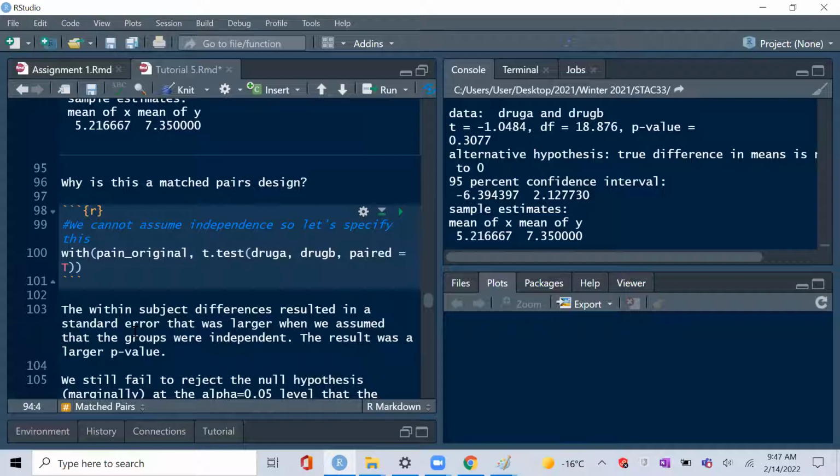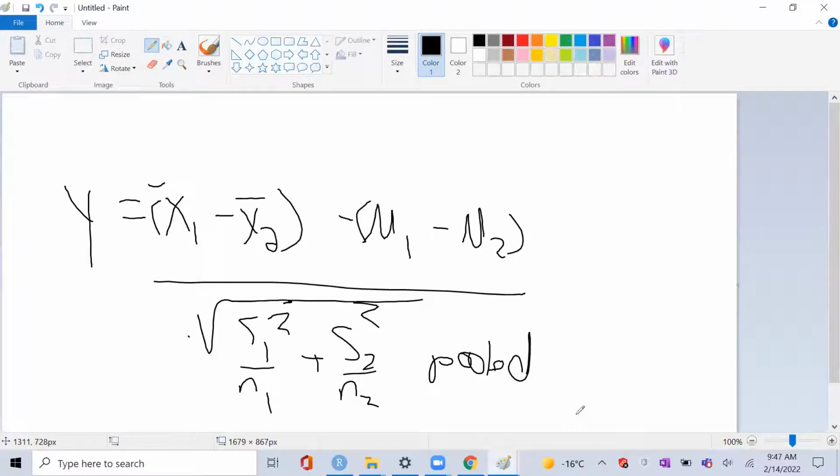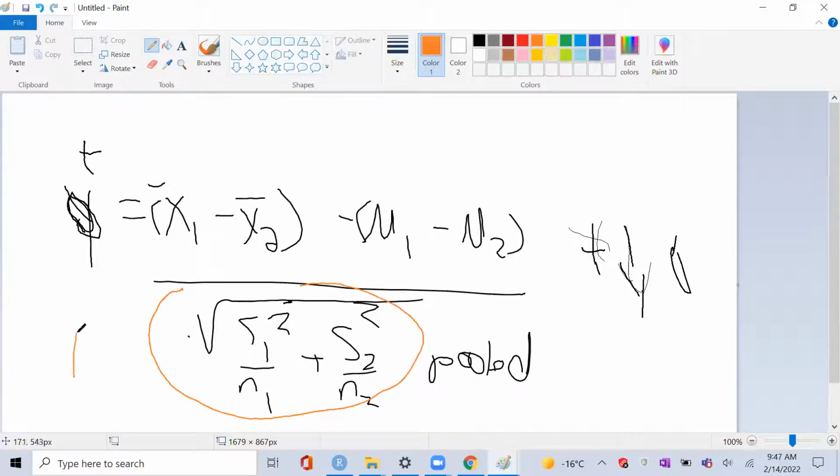Why? Because the within subject differences will actually result in a standard error in the denominator that's larger than what you assume for an independent t-test. This will give you a larger p-value, right? Because it will tell you that your t-test is not significant. This will shrink the t. Your t will shrink to zero because this is going to increase this thing here, which I'll put in red. This increases, and it will drop your t-test down to 0, right?